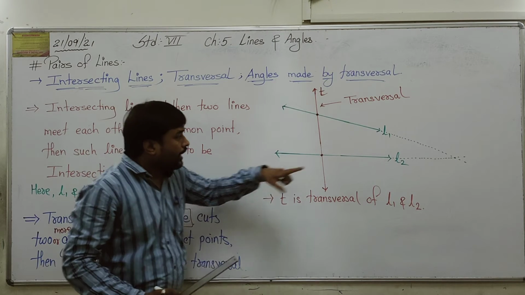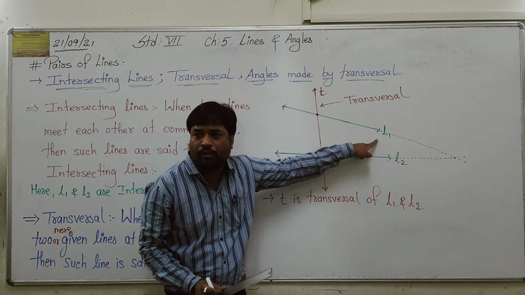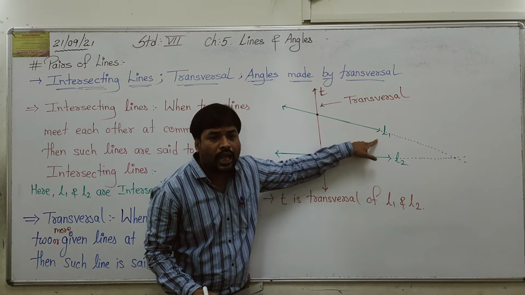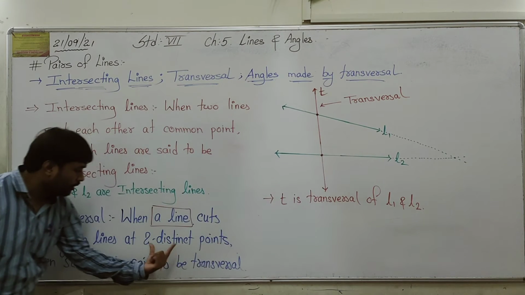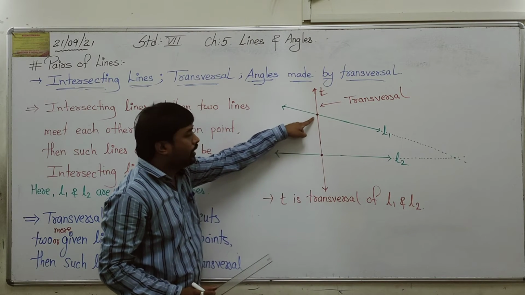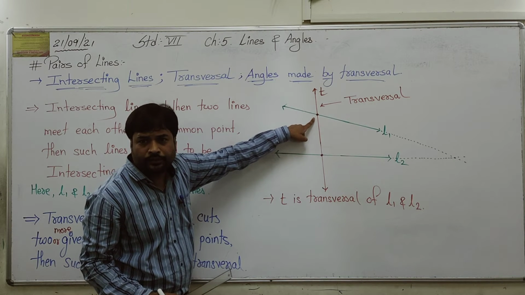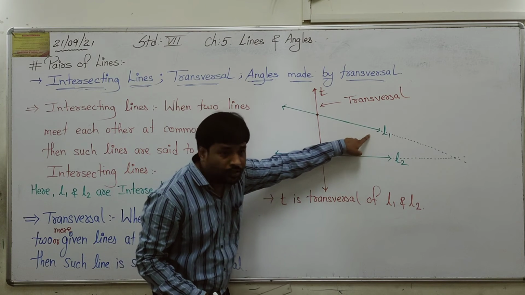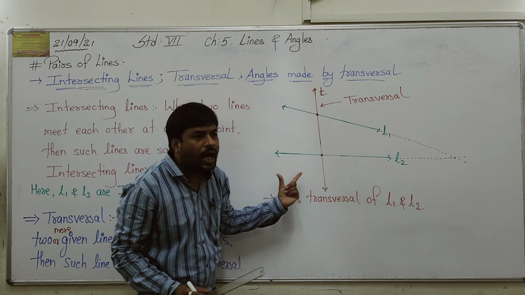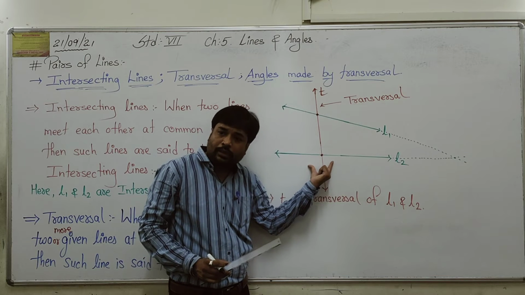Okay, is L1 a transversal? Let's see. Is L1 a transversal? No. Why? The condition is two distinct points. But if L1 cuts at only one point, are you getting it? Right? So we can say L1 is not a transversal. What about L2? No. Why? Because this line is cutting at a single point. How many points is that?